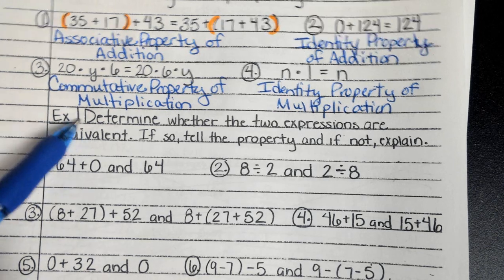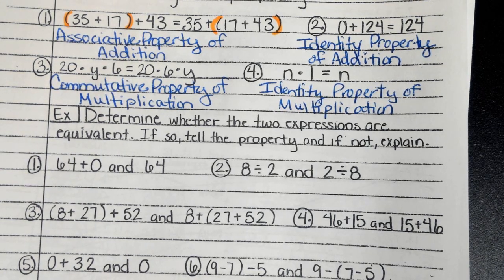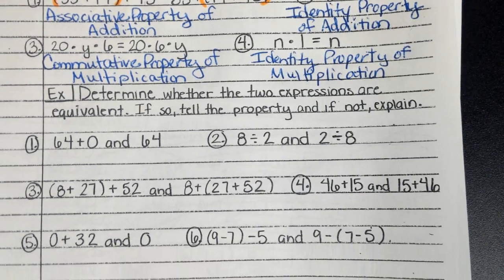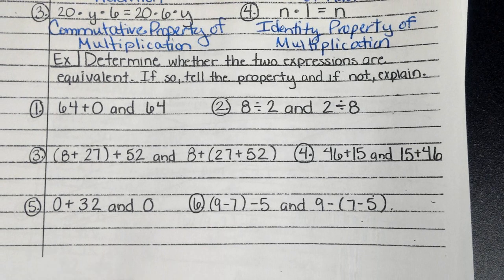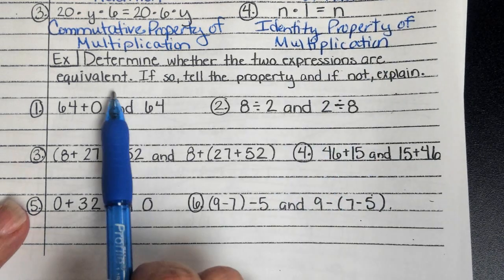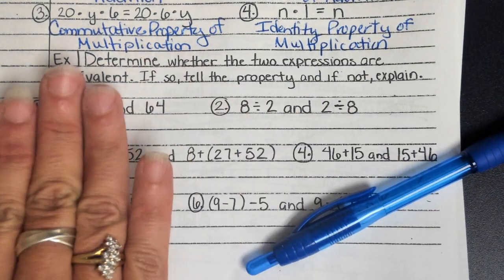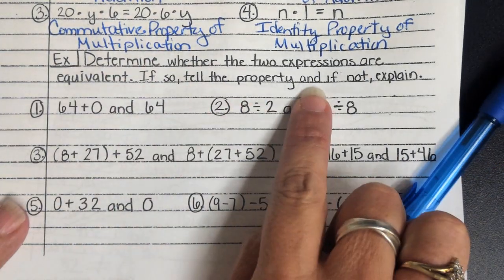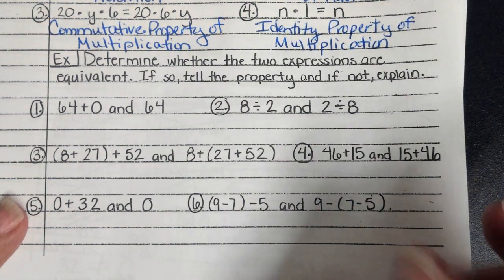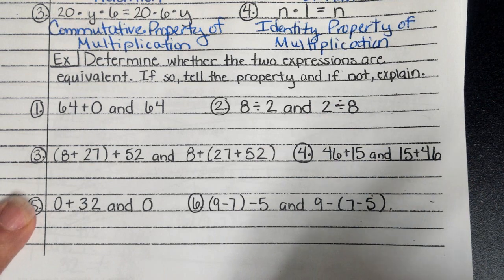Now, we're on the second chunk down here. This is the more weird part, okay? First, we have to determine whether the two expressions are equivalent. So is that equal to that? Yes. And then if so, tell the property. If not, explain what makes it wrong. That's the weird one.